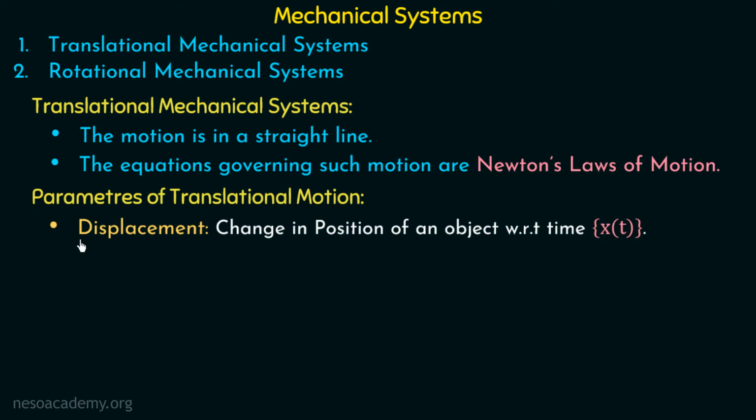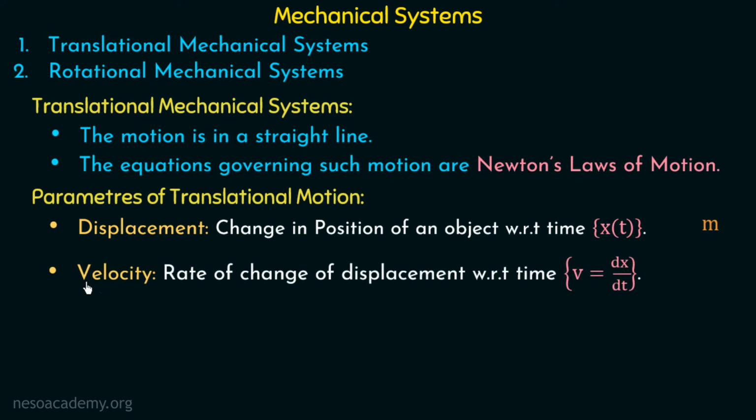And the first parameter is the displacement. The displacement is the change in position of an object with respect to time. And this change is represented as x(t). The SI unit of displacement is meters. Moving on to the next parameter, which is the velocity. The rate of change of displacement with respect to time is the velocity, and it is represented by a letter v, and it is equal to the rate of change of displacement with respect to time. The SI unit of velocity is meter per second.